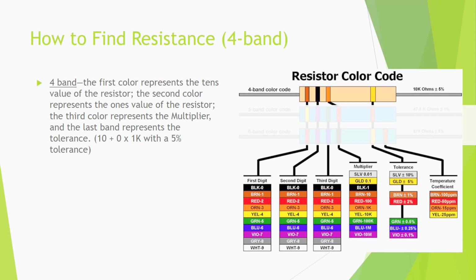The last band is basically a tolerance. It says how much the resistance will vary by. Basically, the lower the tolerance, the more expensive it usually is, and the more professional grade the resistor is.